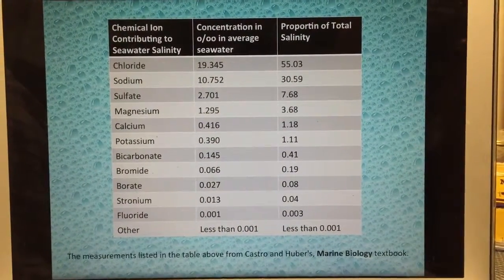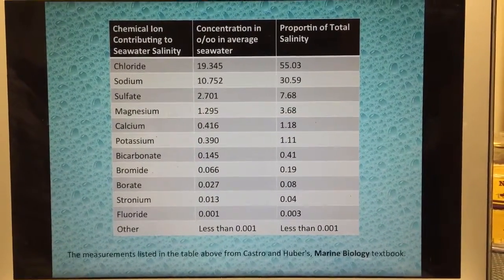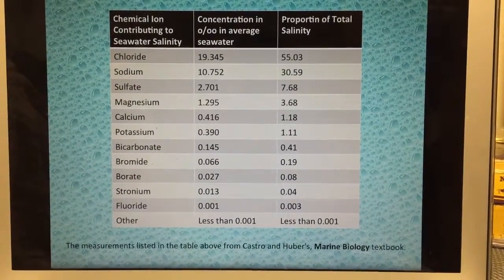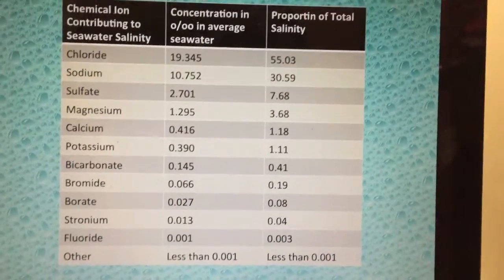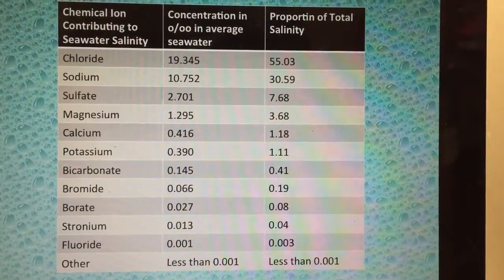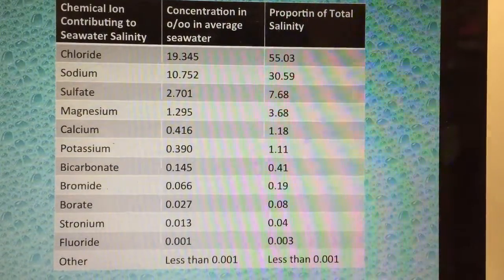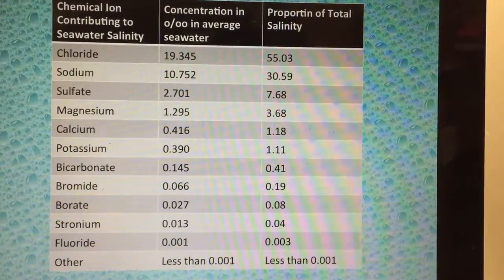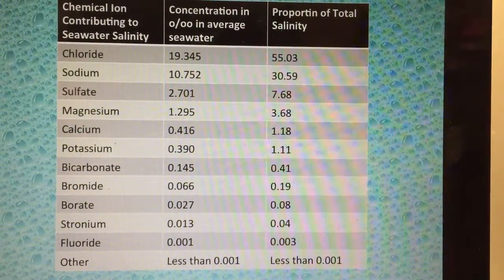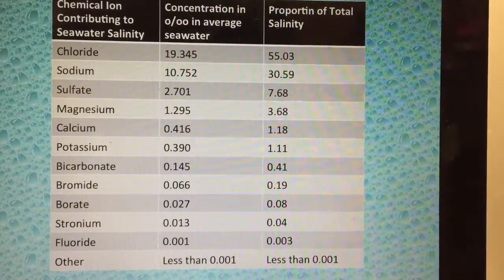These chemical ions contribute to seawater's salinity, although they are not directly salt. Chemical ions include chloride at 19.345 parts per thousand, and the proportion of salinity is 55. The chemical ion proportion of salinity then goes down from here.